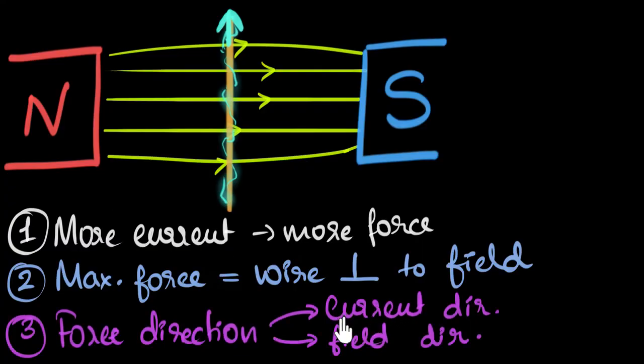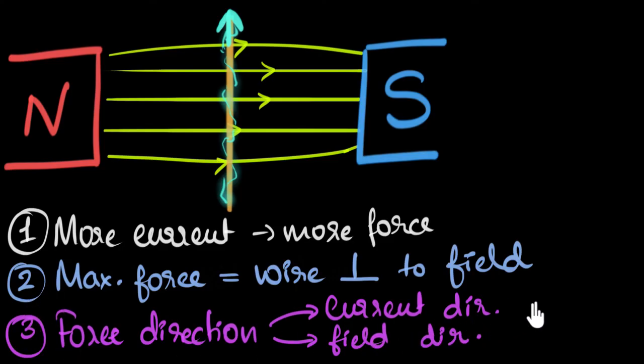It depends on the direction of the current, in which direction the current is going. So if the current is going upwards, the direction of the force will be in one direction. If the current is going downwards, the direction of the force will reverse. And it also depends upon the direction of the field. If you reverse the field, the direction of the force will again reverse. But don't worry too much about this third point. As I said, we will discuss this in great detail in another video.